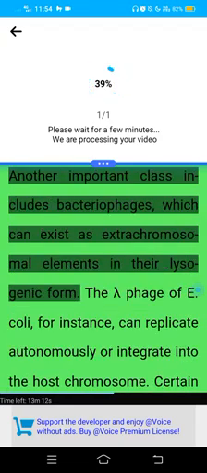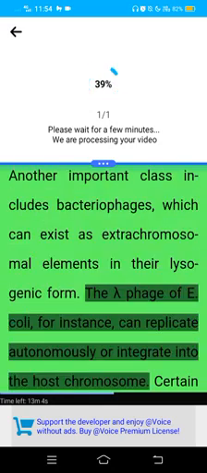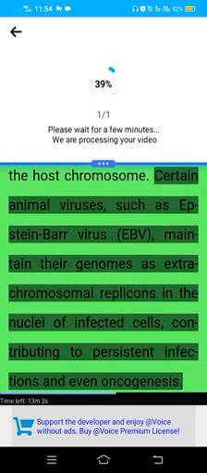Another important class includes bacteriophages, which can exist as extrachromosomal elements in their lysogenic form. The lambda phage of E. coli, for instance, can replicate autonomously or integrate into the host chromosome. Certain animal viruses, such as Epstein-Barr virus (EBV), maintain their genomes as extrachromosomal replicons in the nuclei of infected cells, contributing to persistent infections and even oncogenesis.